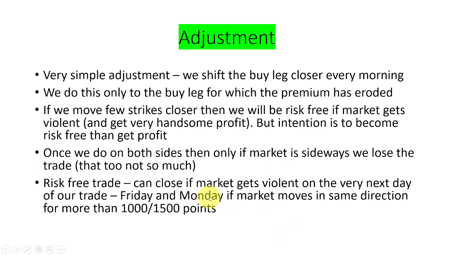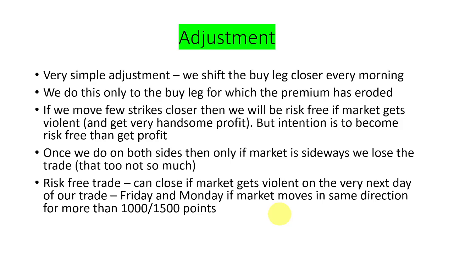So we can close if the market gets violent on the very next day of our trade. Because we are protected only around 2,000 points, if the market moves more than 2,000 points in 1 or 2 days, then we'll get into trouble and lose more. So if in the next 2 trading sessions, Friday and Monday, the market moves more than 1,000, 1,500, 2,000 points, and you feel like, okay, let me close it, because if the market keeps going in the same direction you might end up in a loss, then you can always close this.